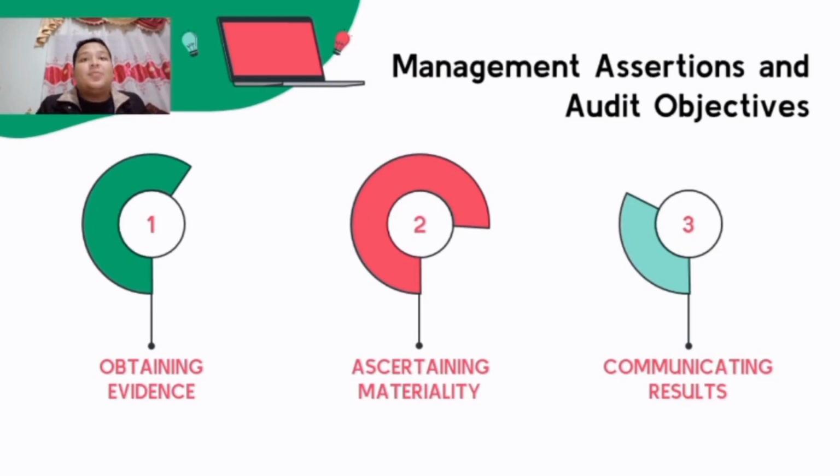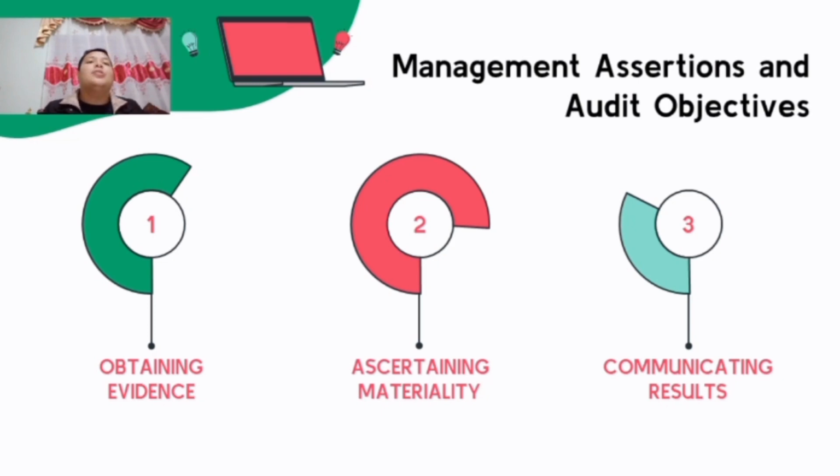Now we're down to my last part, the management assertions and audit objectives. Also, obtaining evidence and asserting materiality. The organization's financial statement reflects a set of management assertions about the financial health of the entity. The task of the auditor is to determine whether the financial statements are fairly presented. To accomplish this goal, the auditor establishes audit objectives, designs procedures, and gathers evidence that corroborates or refutes management's assertions.